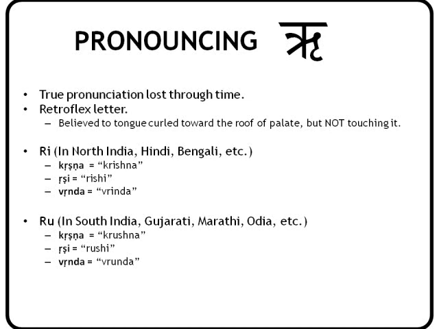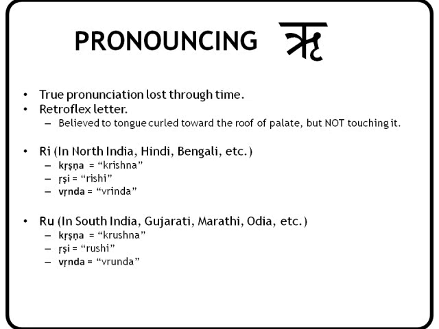However, in South India, in addition to some languages in North India such as Gujarati, Marathi, and Oriya, K.R.S.N.A is pronounced as Krushna, because this letter is pronounced as ru. R.S.I is pronounced as Rushi, and V.R.N.D.A is pronounced as Vrunda.